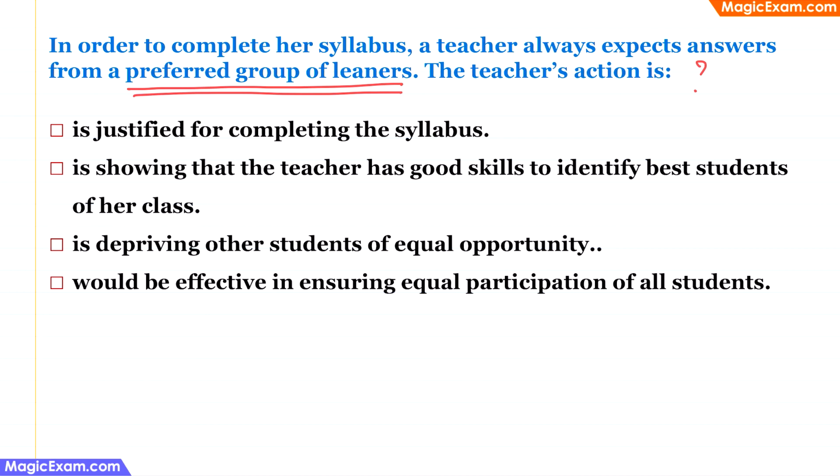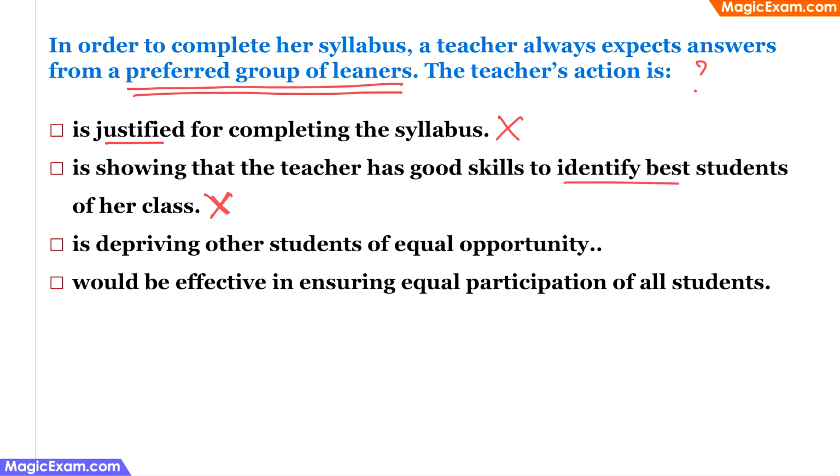So when we look at the answer choices, the first one is justified for completing the syllabus. Now, just completing the syllabus is not the entire objective of teaching and learning. All the students should get an opportunity to participate in the process. Therefore, this is incorrect. Next, is showing that the teacher has good skills to identify the best students of her class. This is also incorrect. Just because a student is not raising his or her hand to answer any questions doesn't mean that the student is not a best student, because it might be that some children feel shy to raise their hand in the classroom. Therefore, if the teacher does not give an opportunity to all students, then she is doing a disservice to such students. Therefore, this is also incorrect, because the teacher is not actually doing anything to identify the best students.